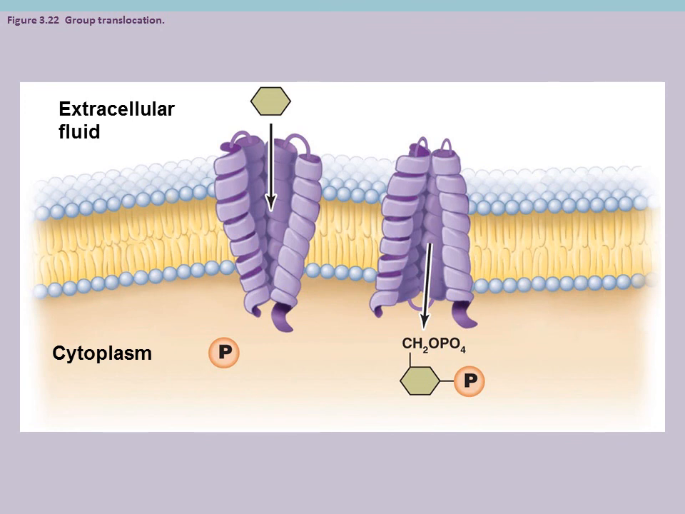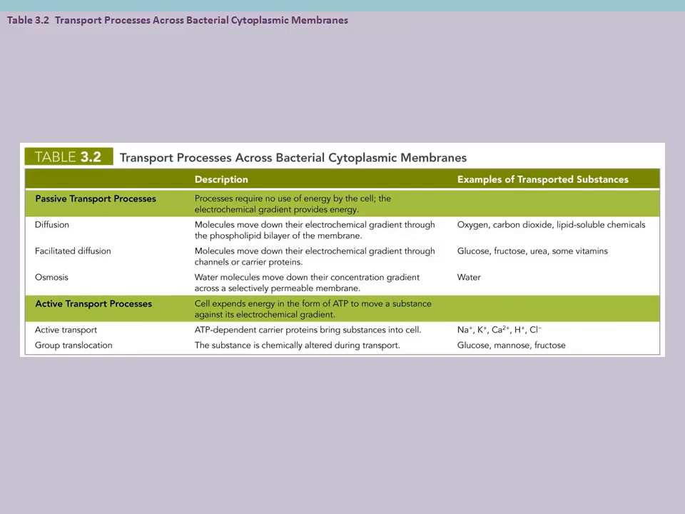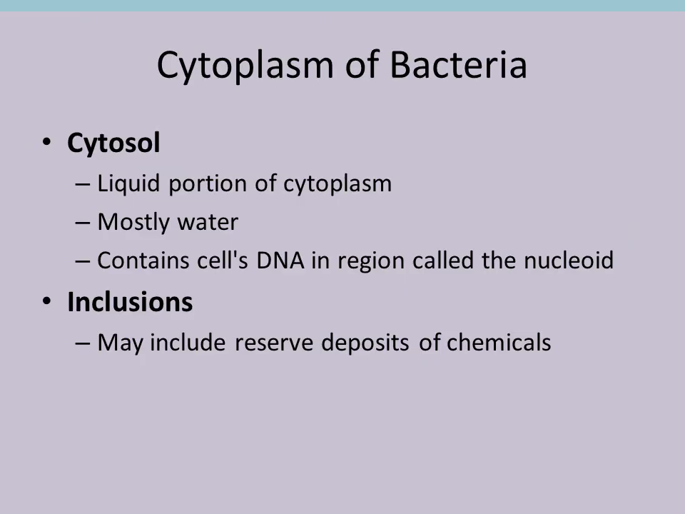Group translocation is when you have a larger substance that's too big to pass across the membrane, and so you're going to have to move it through specialized proteins. Now, active transport, you are moving things against the concentration gradient, so that is going to cost you energy. This is a summary table of the different processes for transporting things across the membrane of bacteria.